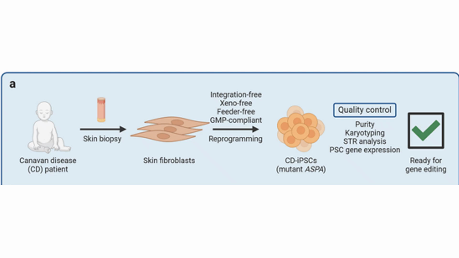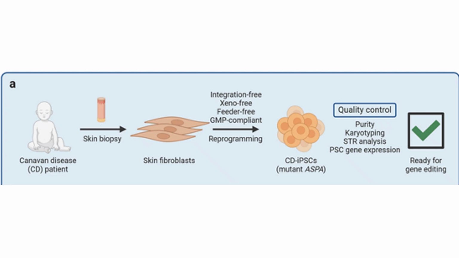In Part A, the process begins with a simple skin biopsy taken from a patient with Canavan's disease. The fibroblasts from the biopsy are reprogrammed into induced pluripotent stem cells, also known as iPSCs. Using GMP-compliant and integration-free methods, the iPSCs still contain the patient's mutated ASPA gene, but they serve as a renewable source of cells for later correction.